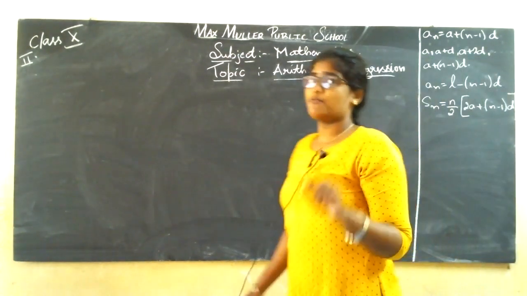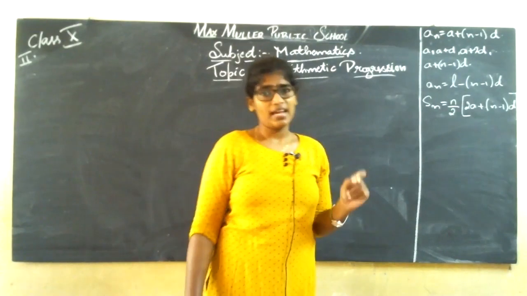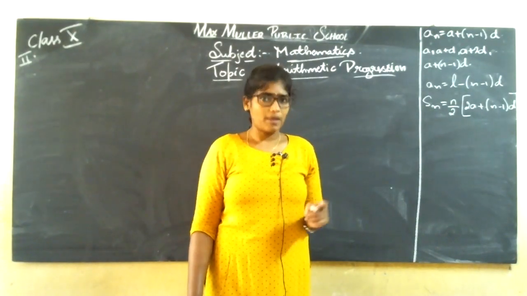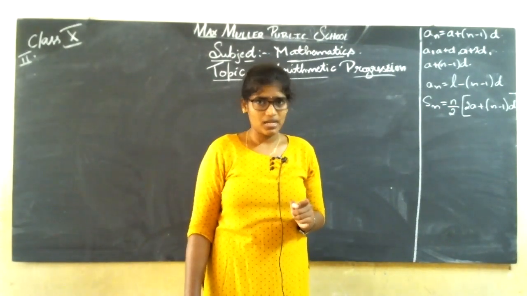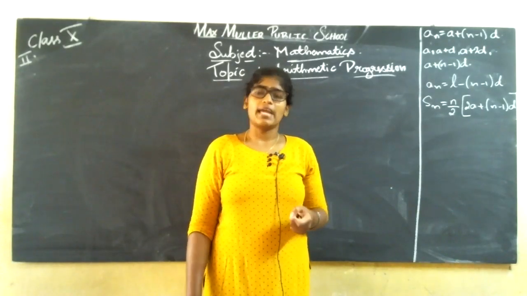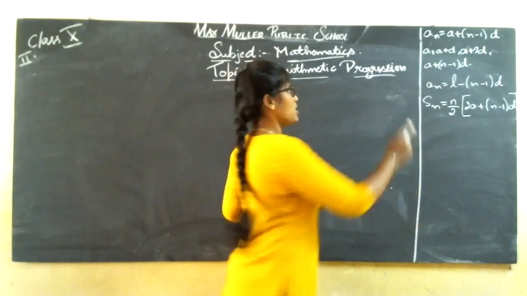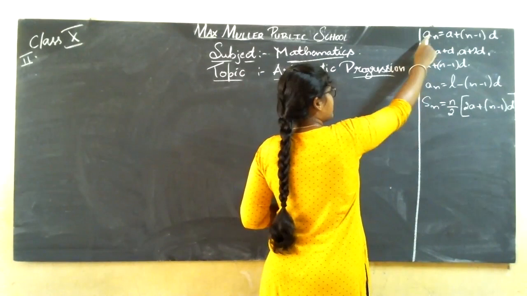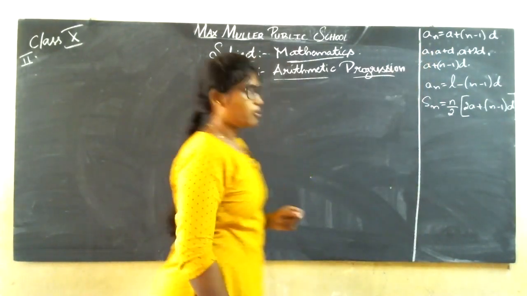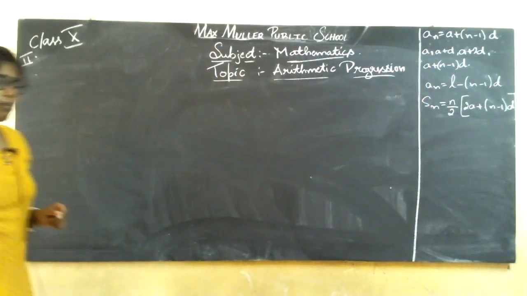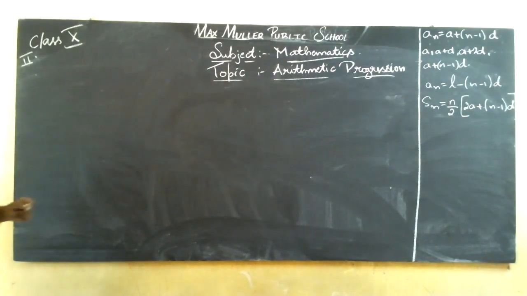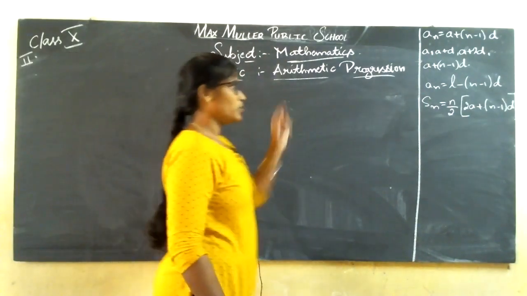I'm asking you the general form. What is the general form? A plus d, a plus 2d, a plus 3d, and it goes on up to a plus (n minus 1) into d. This is the general form of an arithmetic progression. So, what is the general formula? a_n is equal to a plus (n minus 1) into d.